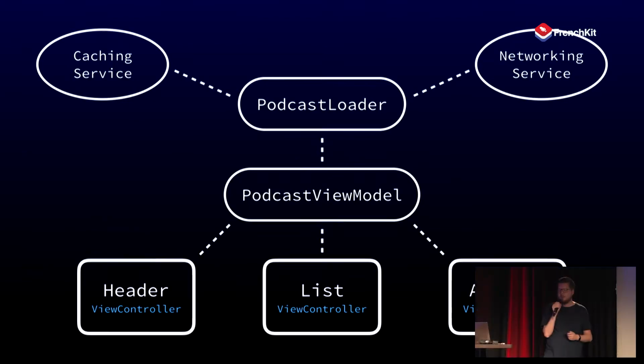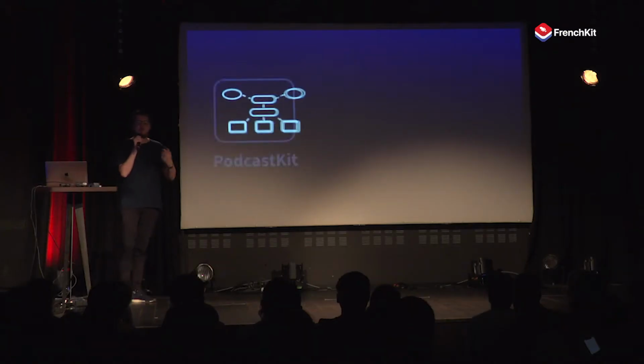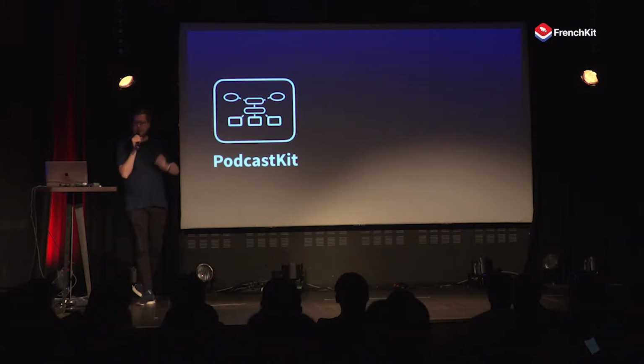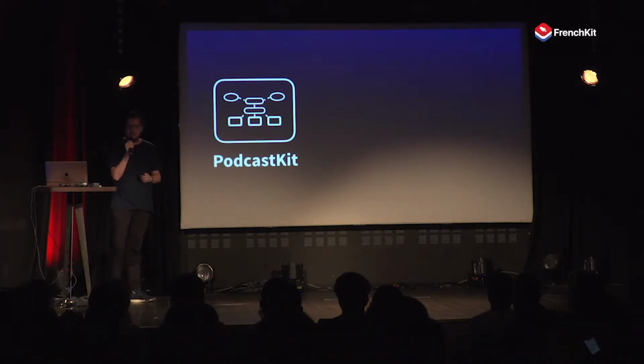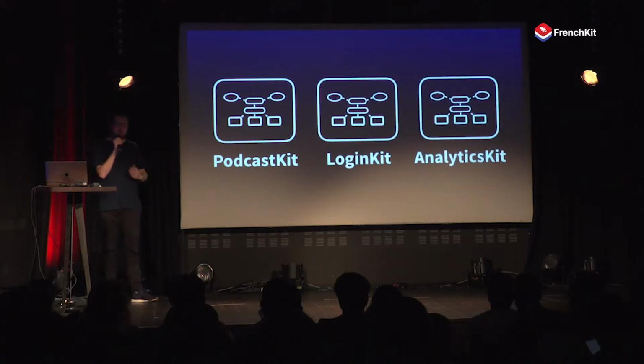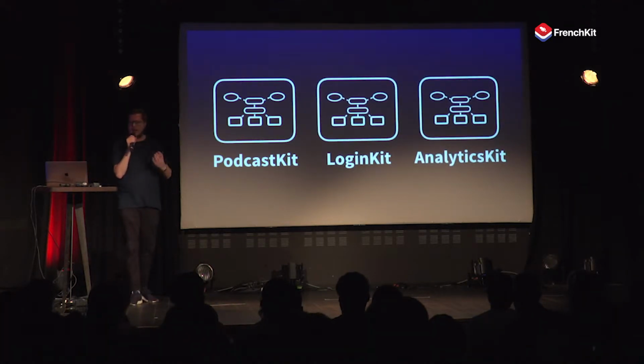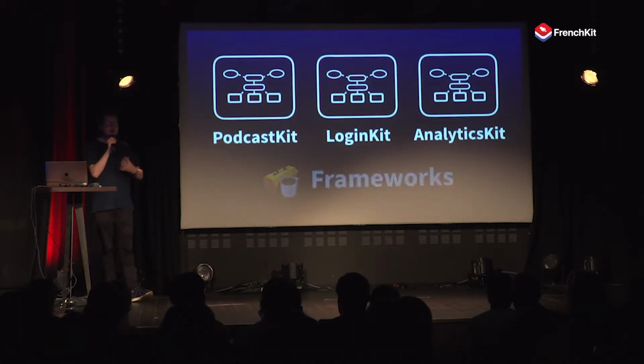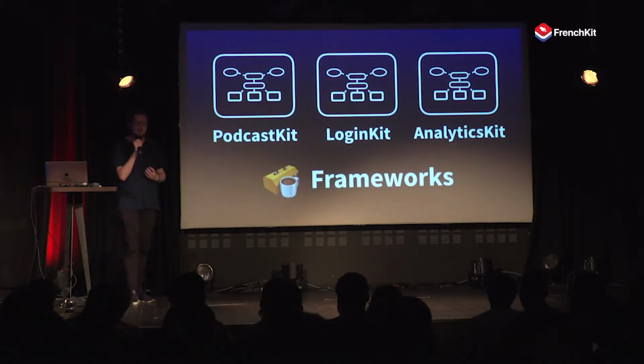But the cool thing is that if we start doing this for per feature, per view, we can actually end up with another level of decomposition as well. So not only can we have this relationship here within one feature, we can actually do it between features. We can move all of this code into a framework called Podcast Kit. And we can do the same thing for other features as well, like a login kit, analytics kit, and so on and so forth. And that way, we can also decompose our entire app into separate pieces, which really makes them a lot easier to handle.